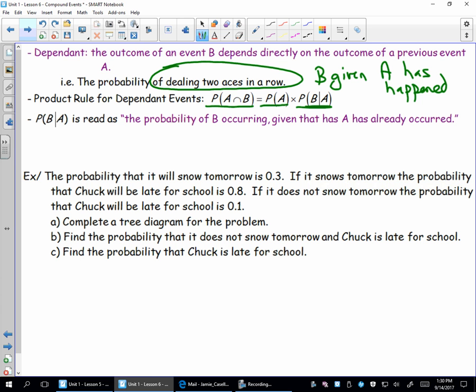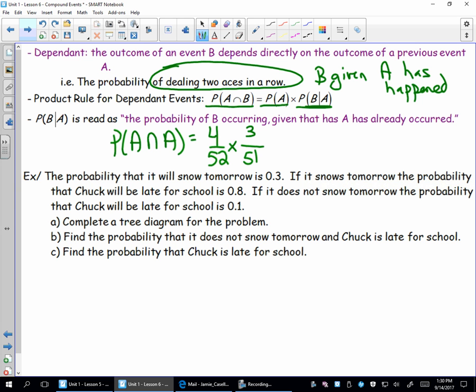Okay, or B that has occurred. So if I think about the idea of dealing 2 aces, the probability of an ace and an ace. Well, the first time I deal an ace, there's 4 out of 52. But the next time, we're multiplying here still, the next time, there's not 52 cards in the deck anymore. Nor are there 4 aces anymore, because there's one on the table in front of you. So my probability changes. I'm down to 3 aces of the remaining 51 cards.